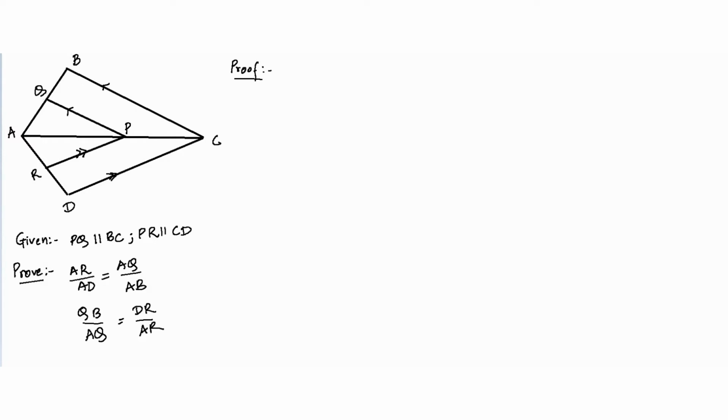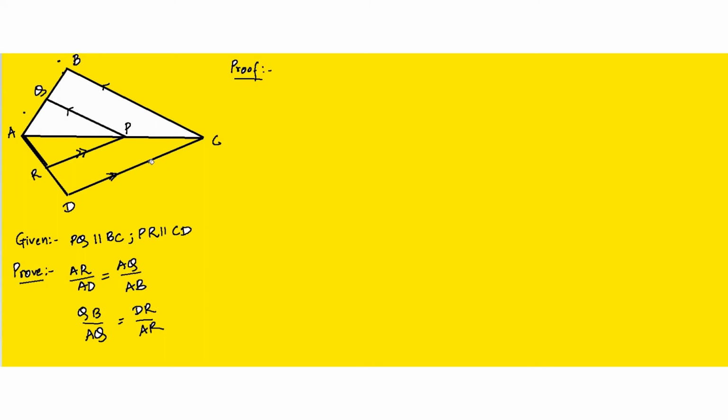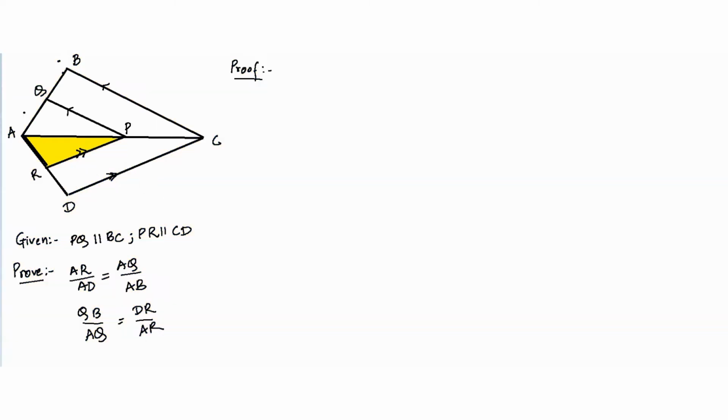So somehow I have to correlate these sides. I have to correlate AR and AD with AQ and AB, right? But there is no direct connection between these sides of the triangle. So what I will first do is take up the triangles in which I can apply BPT. It looks like I can definitely apply BPT in triangle ADC.